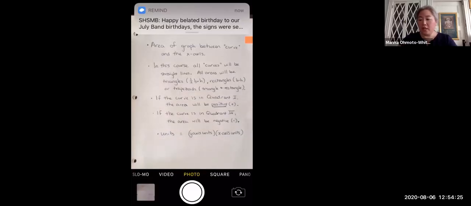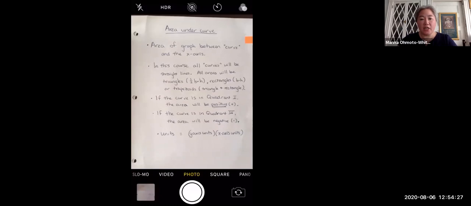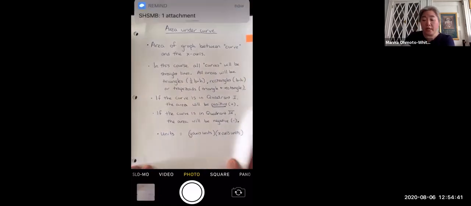Now we're going to be looking at how to calculate the area under a curve. So the area under the curve is the area of the graph that's between the curve, and we'll be using straight lines, and the x-axis. So in this course, all curves will be straight lines.